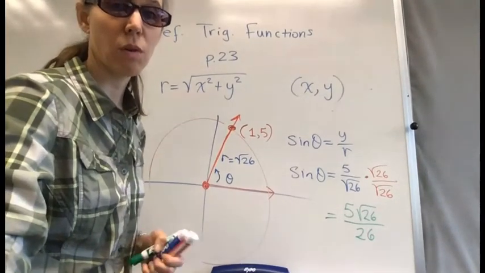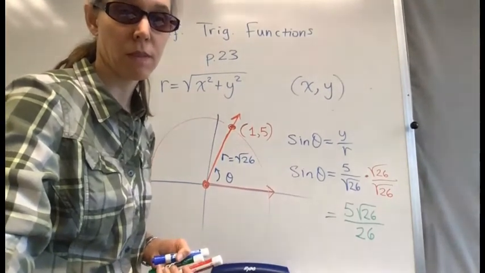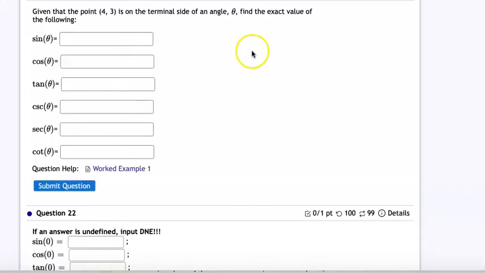So now, when we move over to My Open Math, we see this problem right here. Given the point 4, 3 is on the terminal side of an angle theta, find the exact value of the following. Now what's really nice about this is 4 and 3 are sides that are part of a Pythagorean triple. So this would be a 3, 4, 5 triangle, meaning that the radius of this circle would be 5. Remember, the radius formula is found in that green box on page 23.